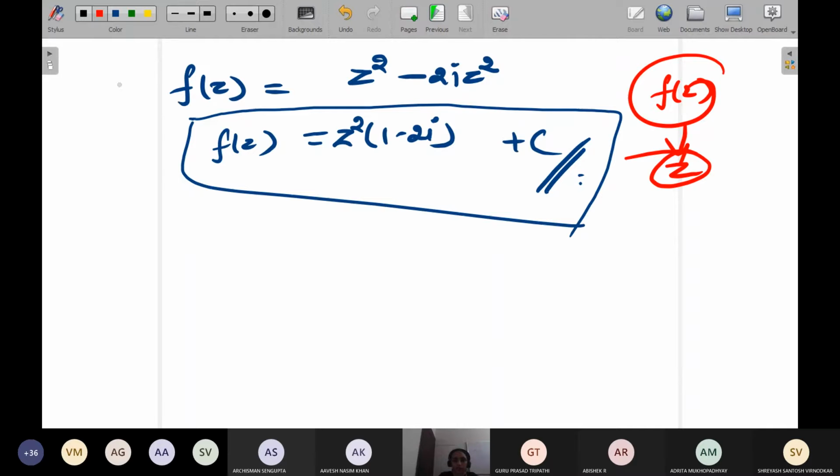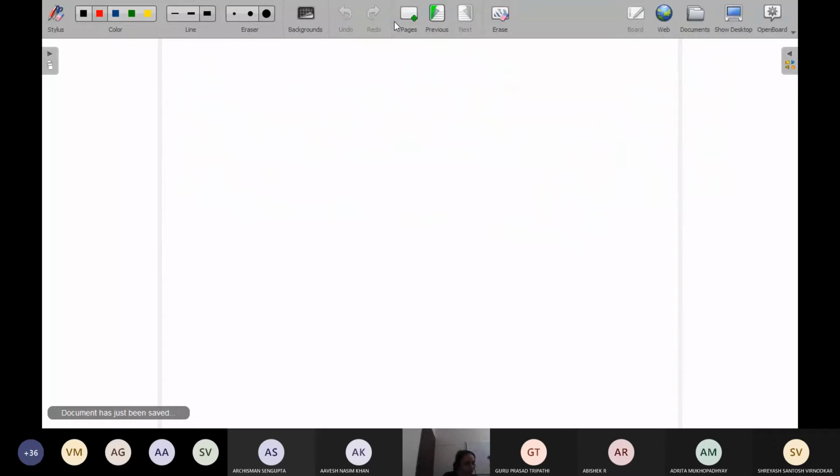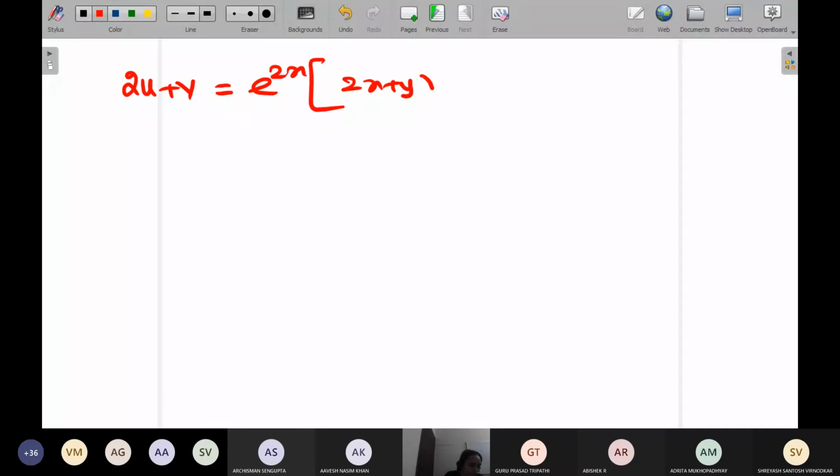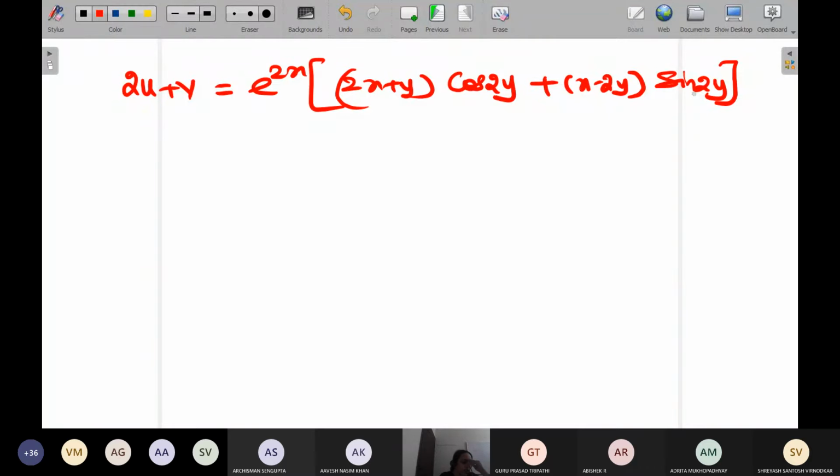Now one more problem we'll see, combinations only. Take down: find the analytic function f of z equal to u plus iv, given that 2u plus v is equal to e power 2x into (2x plus y) into cos 2y plus (x minus 2y) into sin 2y.